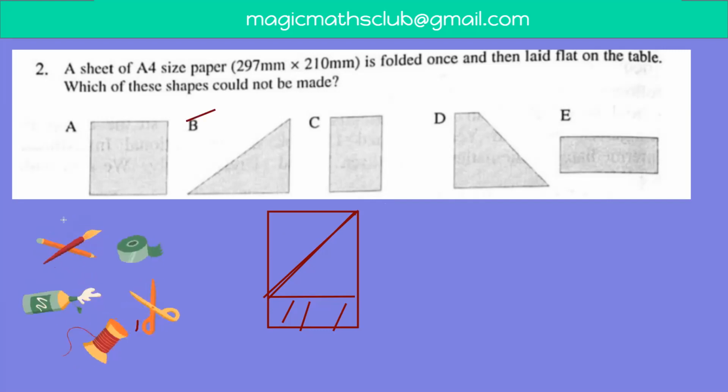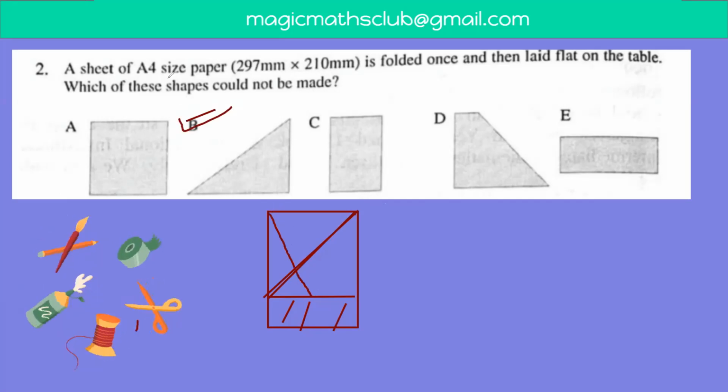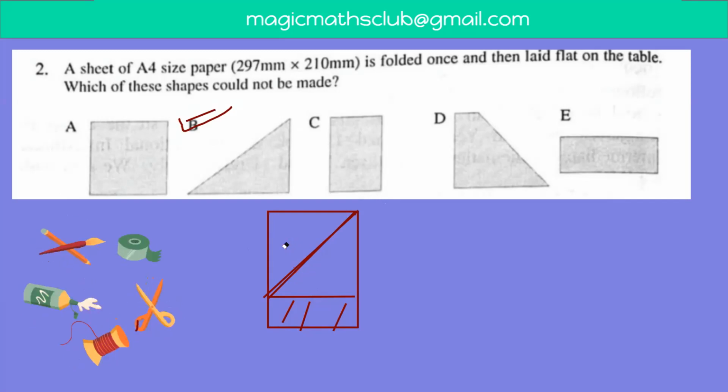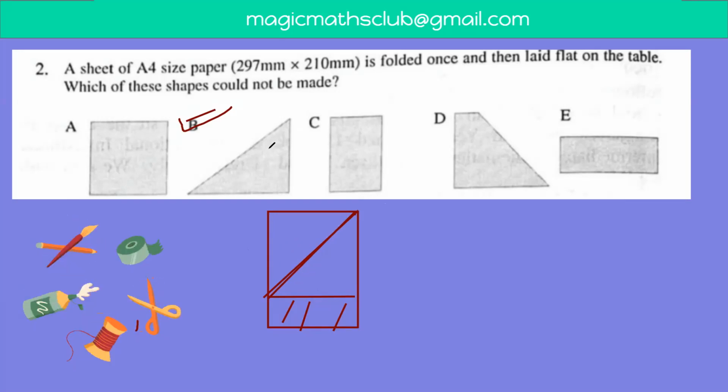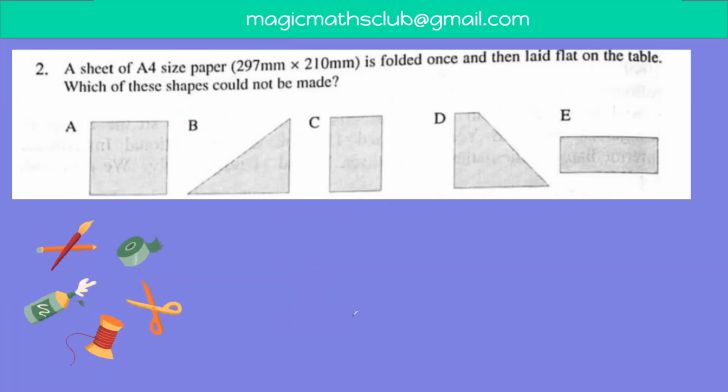But if it is not a square paper, that means it is not symmetrical about the diagonal. You can see this shape is not symmetrical about the diagonal. So in this case, it will not be possible to get shape B. Other shapes are easily possible. This was again a grade 2 question of the American Olympiad. So let's do the next question. Hope you are enjoying the method I am using to solve these questions.